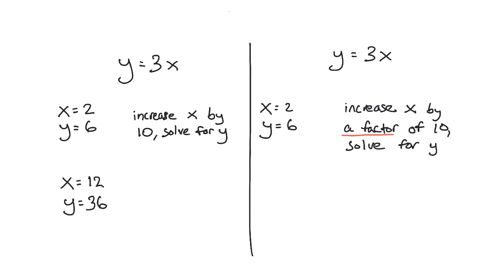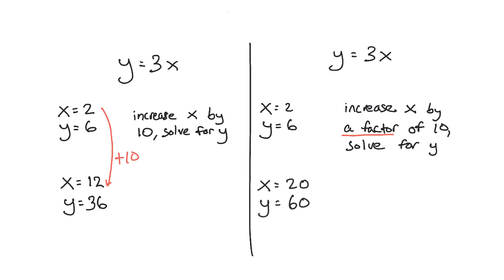All right, so hopefully you're able to do the one on the left pretty easily. You increase x by 10. That just means add 10 to whatever x was to start with. So x was 2, and if we add 10, we get x is equal to 12. And then when you plug x is equal to 12 into the function up here, you easily get y is equal to 36. So if you got that, you correctly interpreted this language, increase x by 10 to solve for y, and likely that was easy for you.